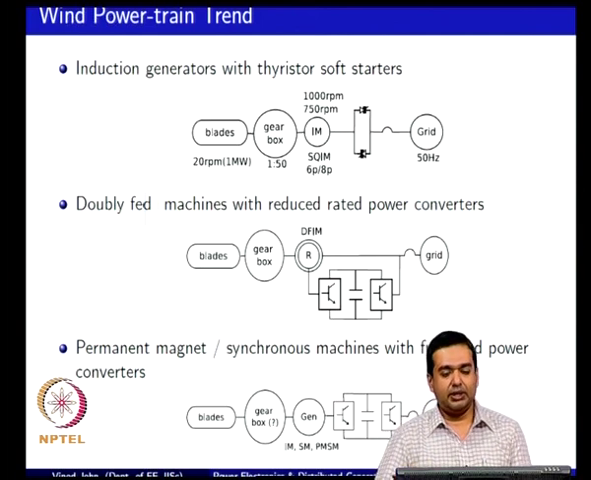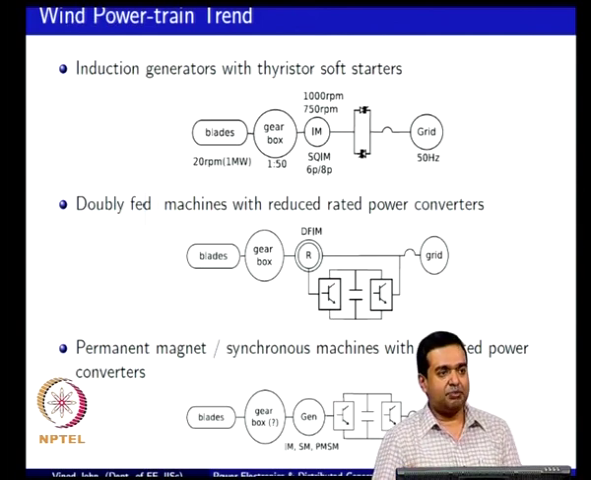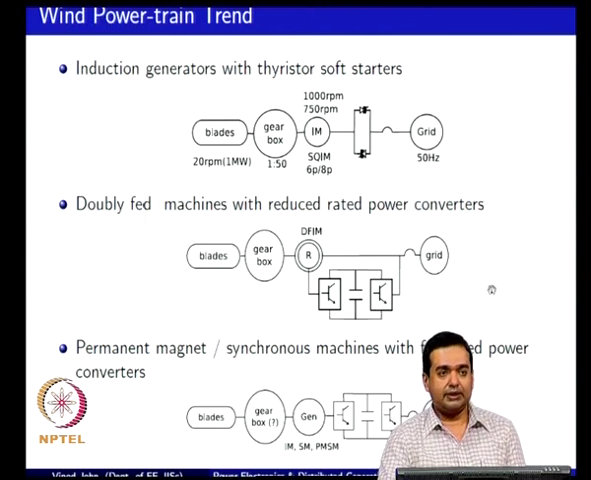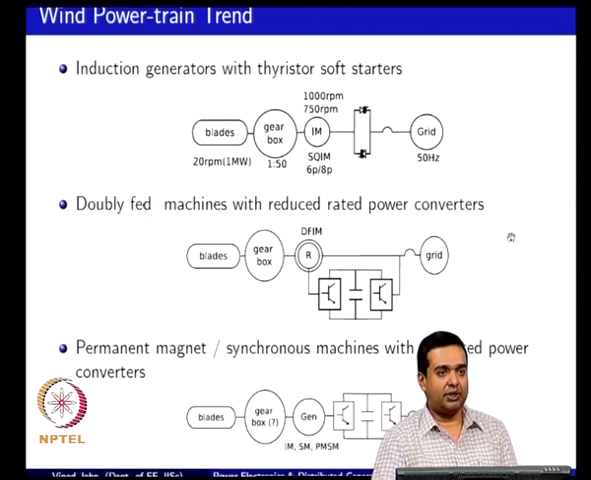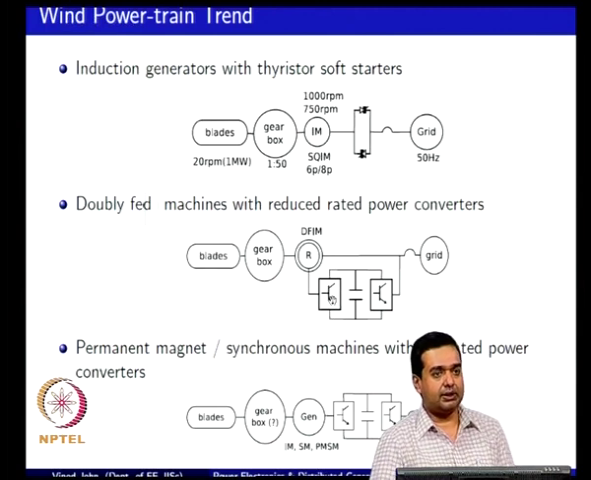So, if your slip speed is a small range, say 30% of your nominal speed, then the power rating required by these power converters would be a smaller percentage, 1/3 of the power required for the rated power of the overall turbine, which means that you would need smaller rated converters over here. And this is actually the state of the art. If you look at commonly available commercial turbines today, they would be doubly fed machines with back-to-back connected converters with the rotor energy recovery scheme.